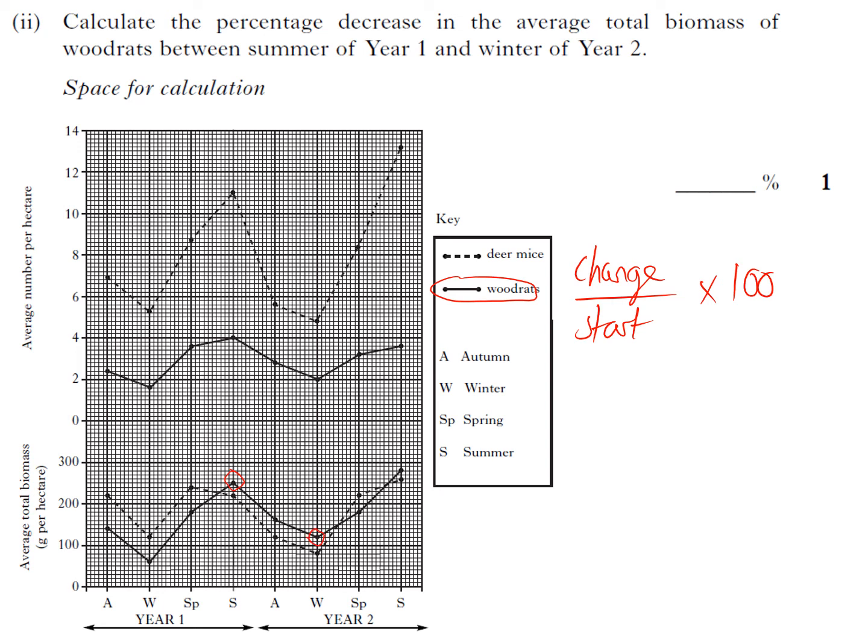Okay, so it starts at 250. Okay, so I need my change, so 250, take away, what have I got here? 120. So 130. So 130 over 250, and then multiply by 100, gives you 52%. So just dropping my pen. Oh, and it won't let me stop.